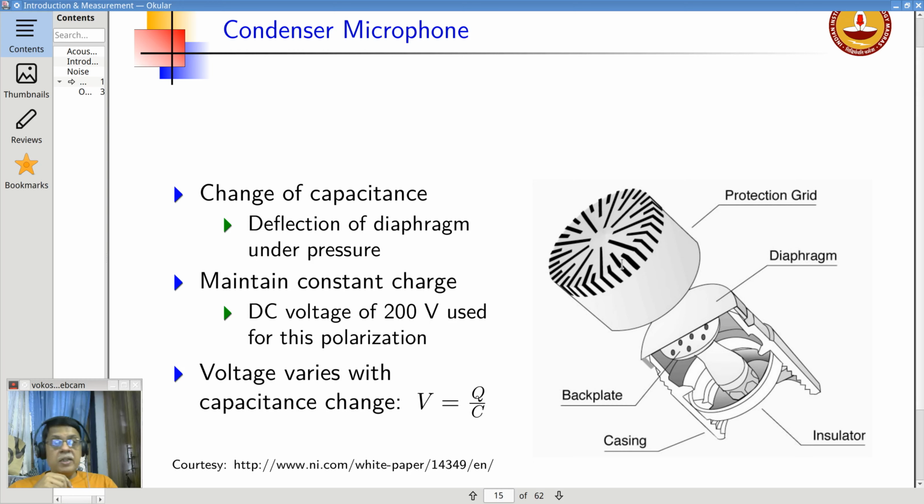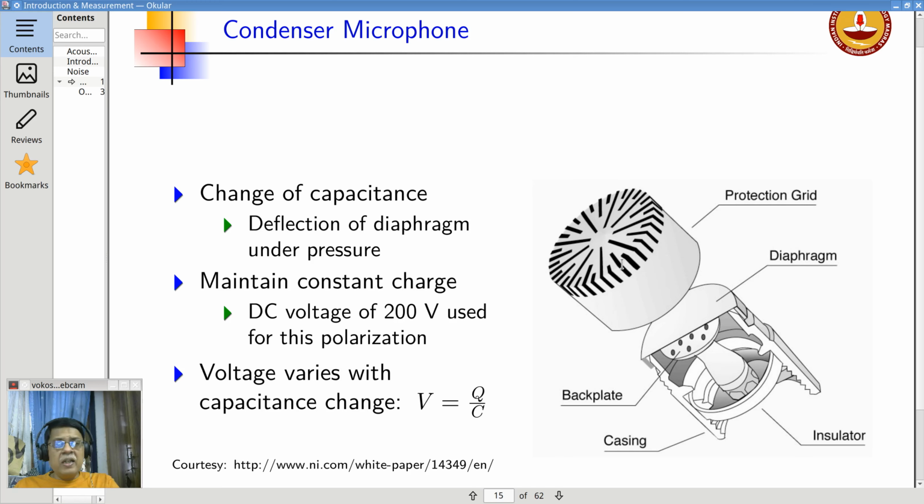Condenser microphones need what is called a polarization source, which is a DC voltage of 200 volts, which keeps the charge constant. So when I look at my voltage V equal to Q by C, you can see Q is held fixed. Therefore it is C which is changing. The delta C creates a delta V. If we calibrate that to the pressure, for example what pressure does 100 millivolts correspond to, then we have a sensitivity.